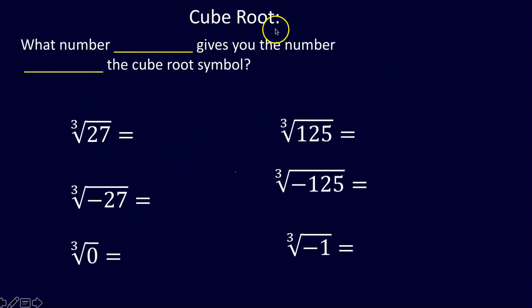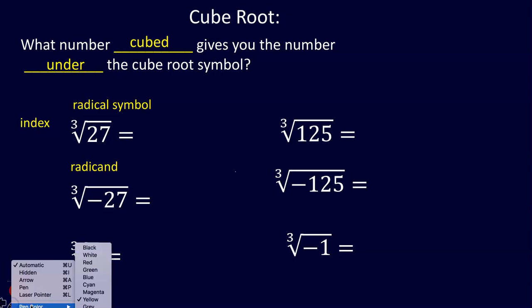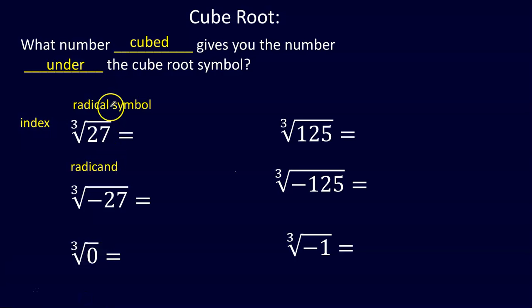All right, moving on to cube roots, which are closely connected to cubing a number. What number cubed gives you the number under the cube root symbol? So this is the question you ask to figure out the answer to, for example, the cube root of 27. Recall that the radical symbol is this symbol right here. The index is the number right here. And the radicand is the number that is underneath the radical symbol.